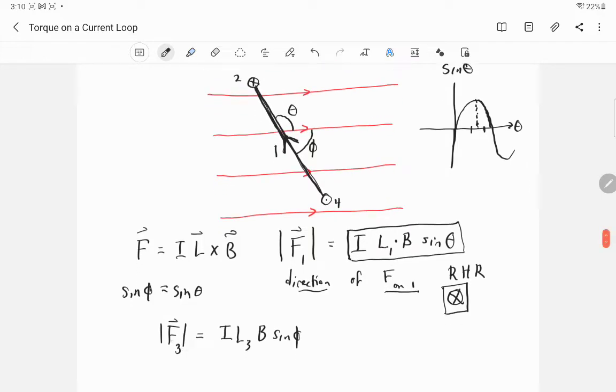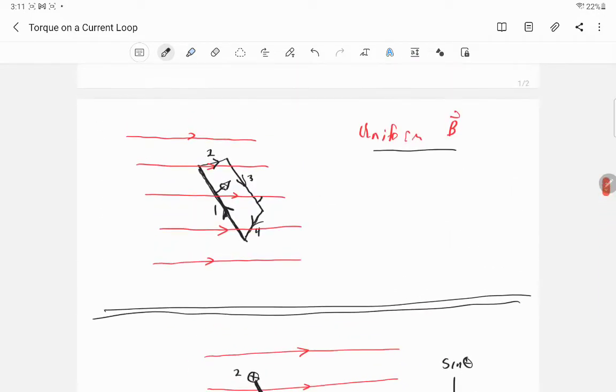So when you calculate the magnitude of the force by the magnetic field on the third wire segment, you actually get the same magnitude as for the first segment. But what's different is when you use the right-hand rule, the force on the third segment actually points across over towards the first segment.